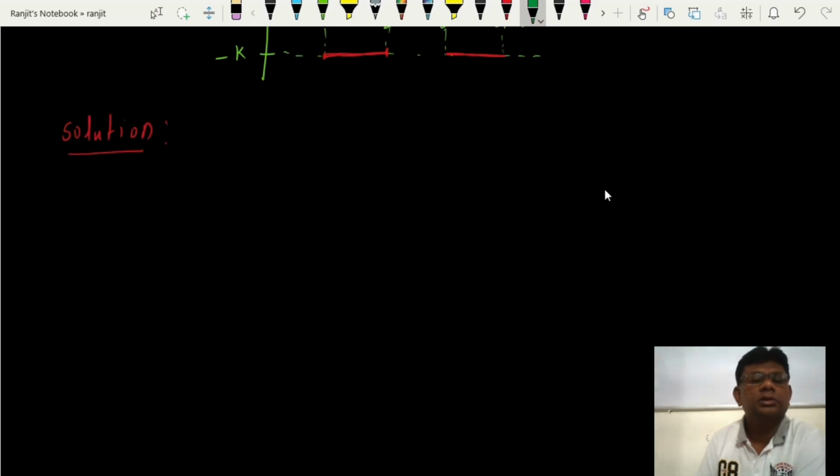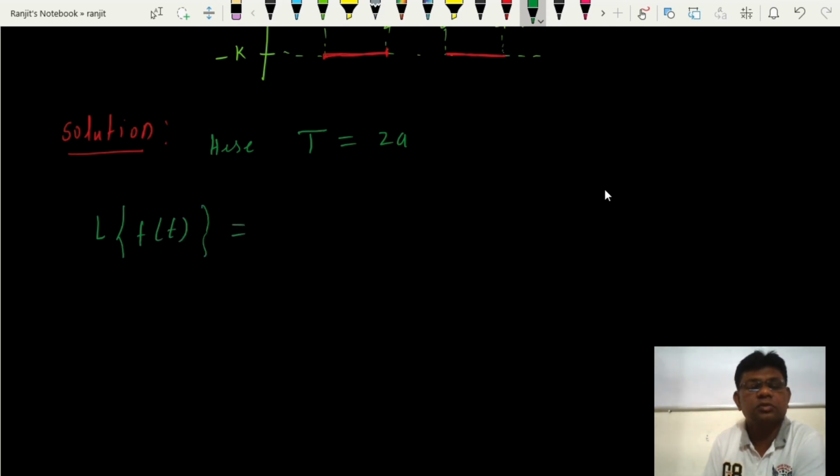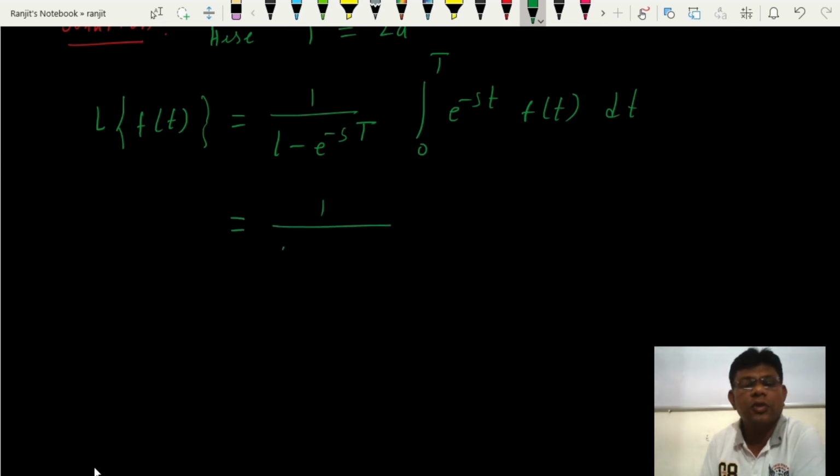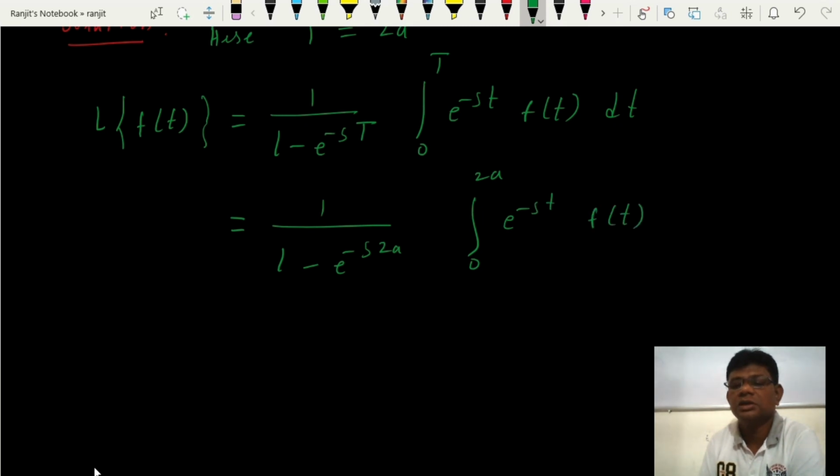Now solution. Here f of t is a periodic function with period T equal to 2a. So therefore the Laplace transform of a periodic function: Laplace transform of f of t is equal to 1 upon 1 minus e to the power minus sT, times the integral from 0 to T of e to the power minus st f of t dt. Now here capital T is 2a. So therefore this is equal to 1 upon 1 minus e to the power minus 2as, times the integral from 0 to 2a of e to the power minus st f of t dt.